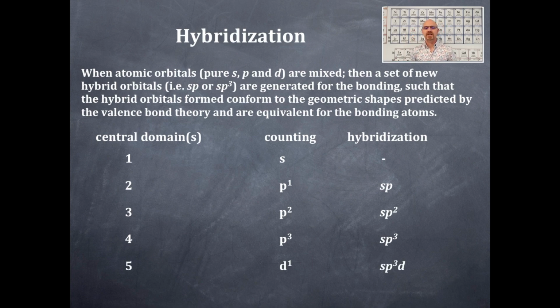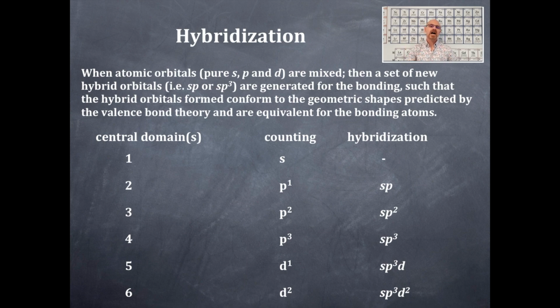Five domains around the central element. That's s1, p2, p3, d1. And that's sp3d hybridized. We forget about the 1. Okay, and then the last one here is 6 domains around the central element. That's s1, p2, p3, d1, d2. That's called sp3d2 hybridized.